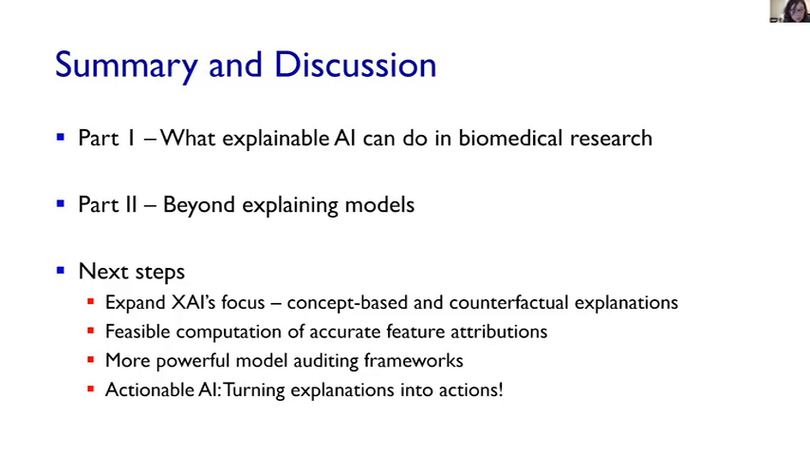One is concept-based explanations. The other is counterfactual explanations. And also, feature attributions are still important. For more modern models, like transformers or graph neural networks, we need feasible solutions to compute accurate feature attributions. Also, a model auditing framework is really important when we see many clinical AI devices approved by the FDA. You want to make sure that they are making the reasoning in the right way.